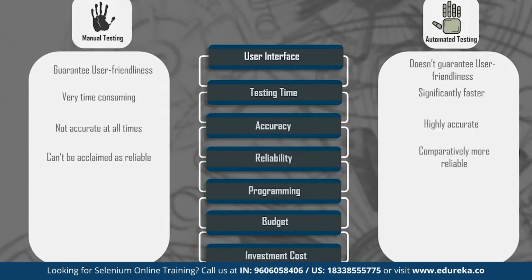And then comes the reliability. Manual testing is completely dependent on humans, like I've been saying since we started the topic. Hence, it cannot be acclaimed as highly reliable. But automation testing is comparatively more reliable as tools execute the results of test cases which are formulated by testers. Well, again, humans are involved, but humans are using tools to perform the test, so the reliability is literally high in case of automation.